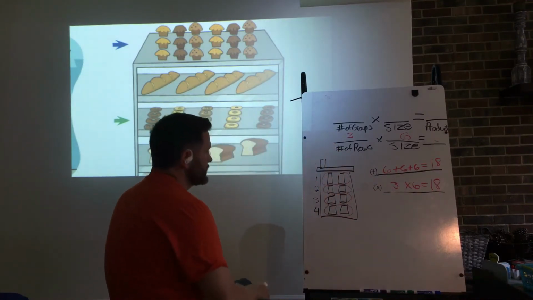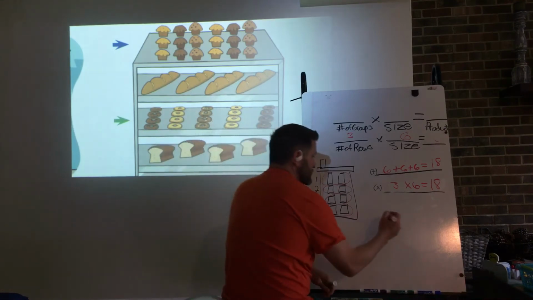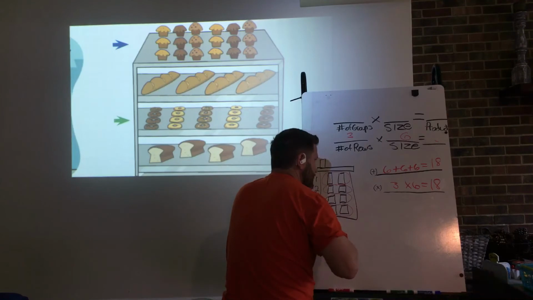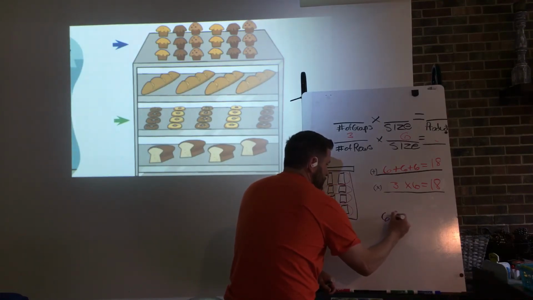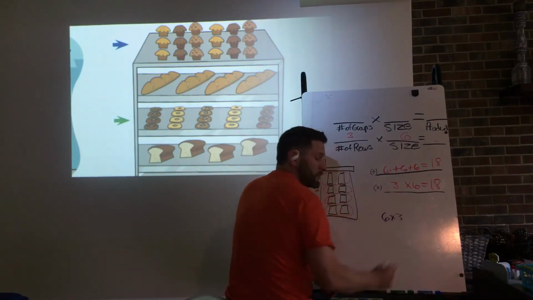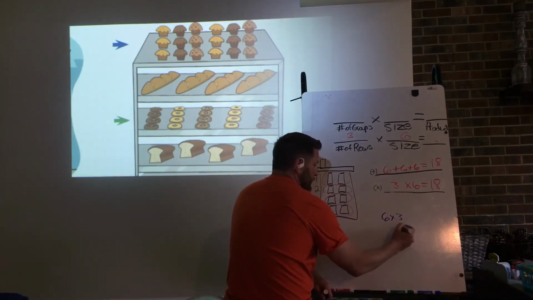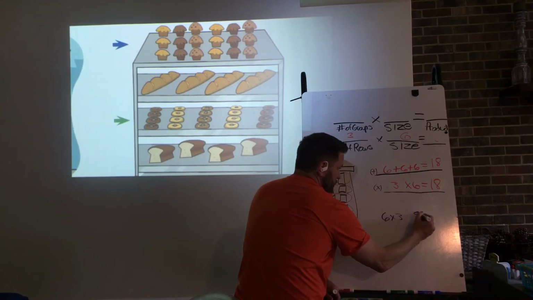How would that look different if I did 6 times 3? Let me do it in a different color. Well, let me show you. So I would have 6 rows, okay, and they would each have 3. So it would look like this.